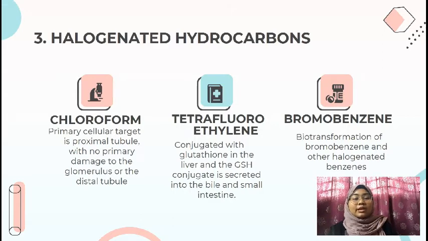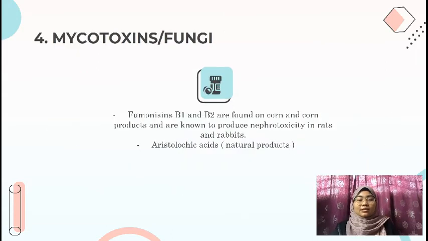Next are the halogenated hydrocarbons that consist of chloroform, tetrafluoroethylene, and bromobenzene. These substances can expose humans in the workplace and in the environment. Next one is mycotoxins, or fungi. For example, fumonisins B1 and B2 from corn products, and aristolochic acids.